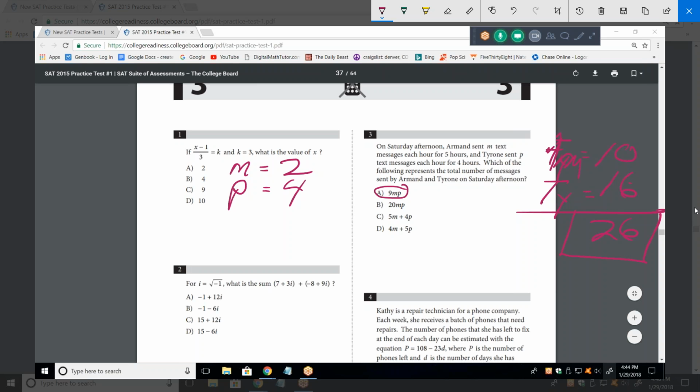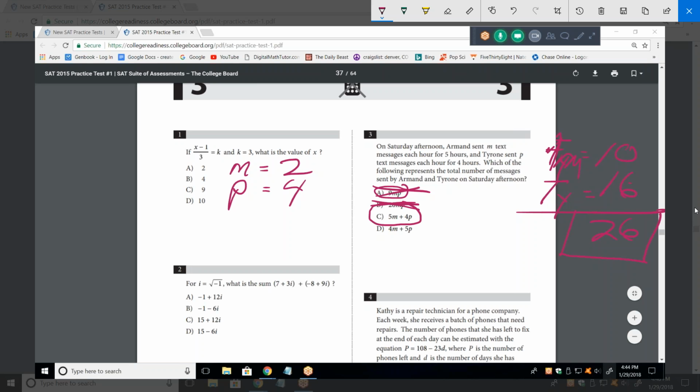72. Okay, so that's not right. How about the next one, B? You can just tell me yes or no even. No. Next one? 10 plus. Yes. You see how this works?